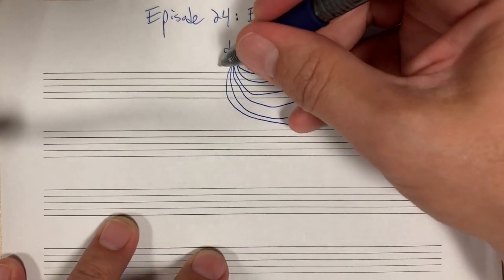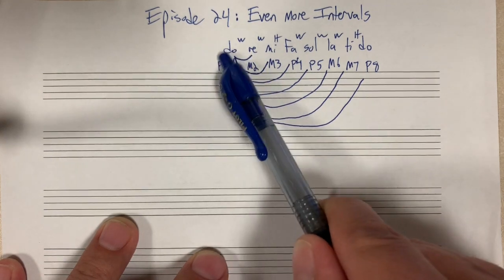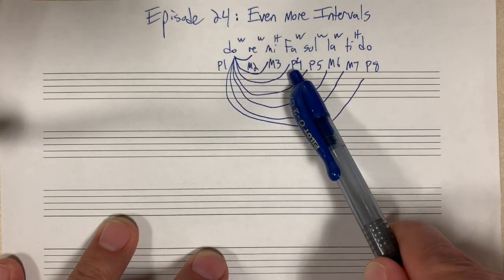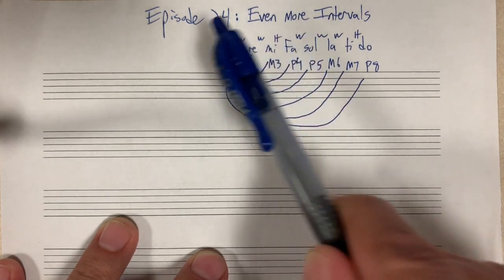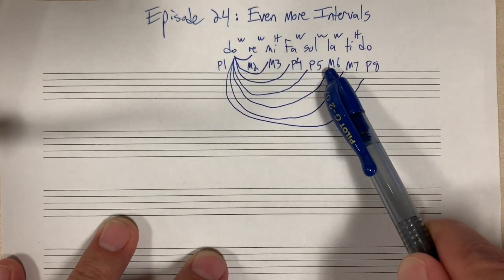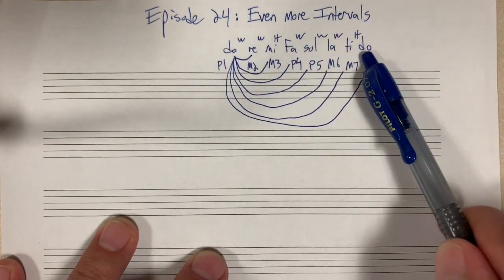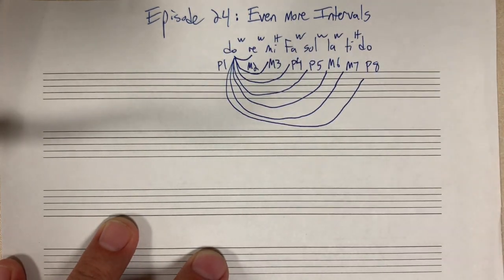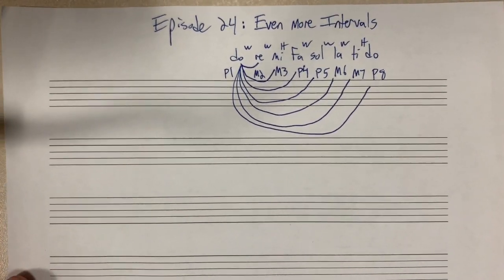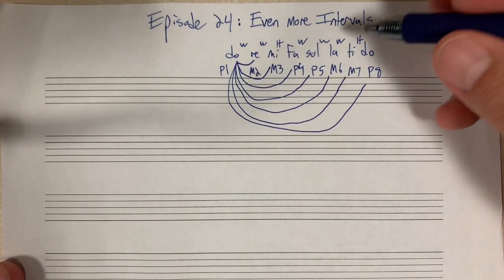Do, do, perfect unison to itself. Do, re, major second. Do, mi, major third. Do, fa, perfect fourth. Do, sol, perfect fifth. Do, la, major sixth. Do, ti, major seventh. Do, do, perfect octave. Remember, we don't say eighth, we say octave. Except I probably say eighth by accident like once a week when I'm teaching. It's okay if you do too, I guess.